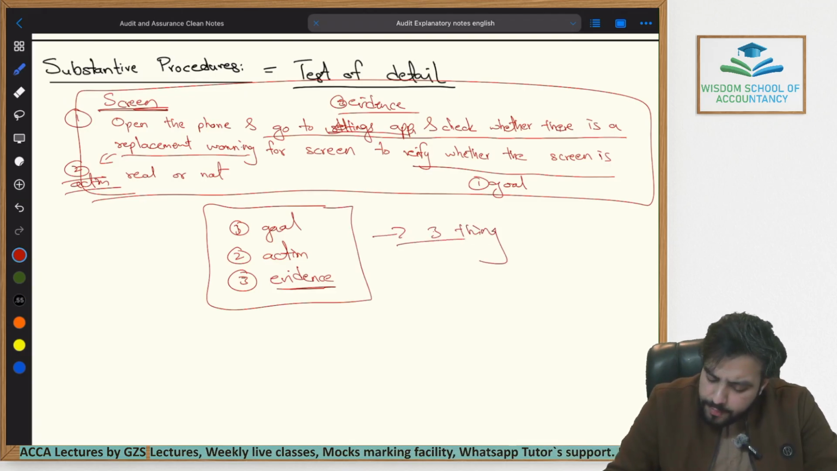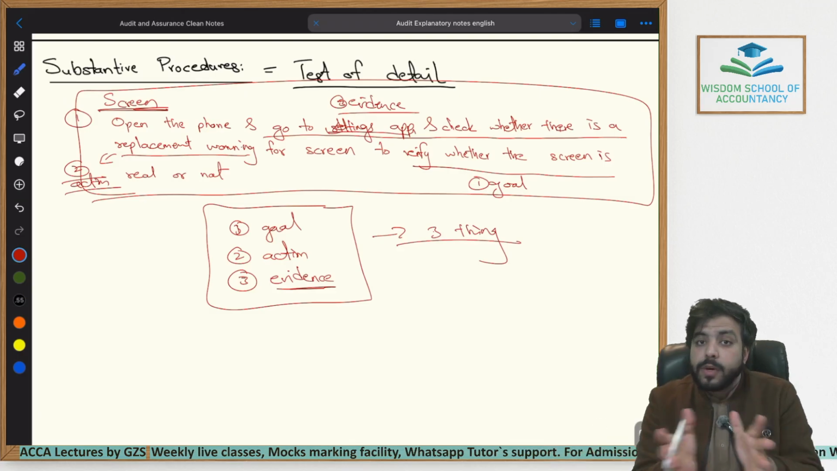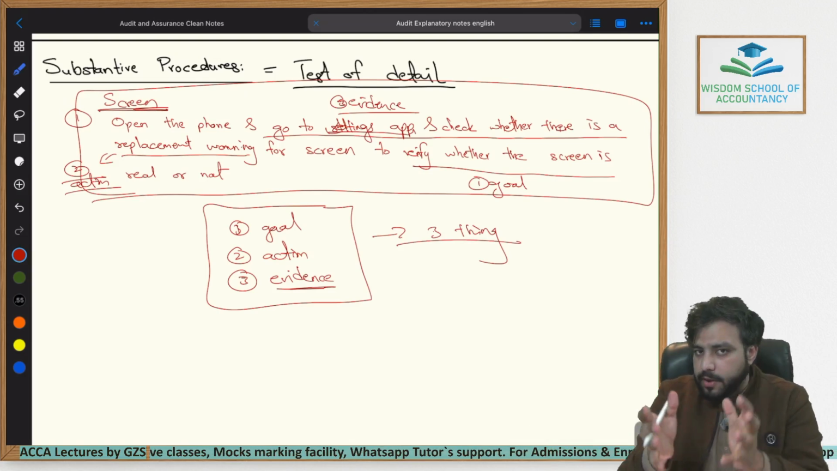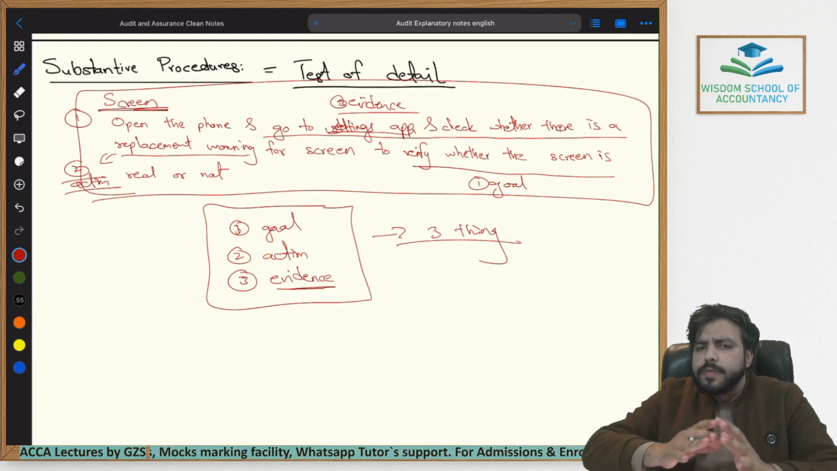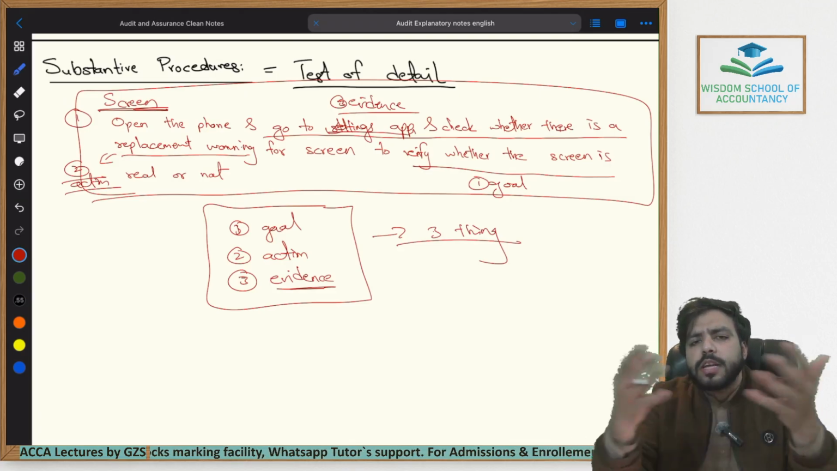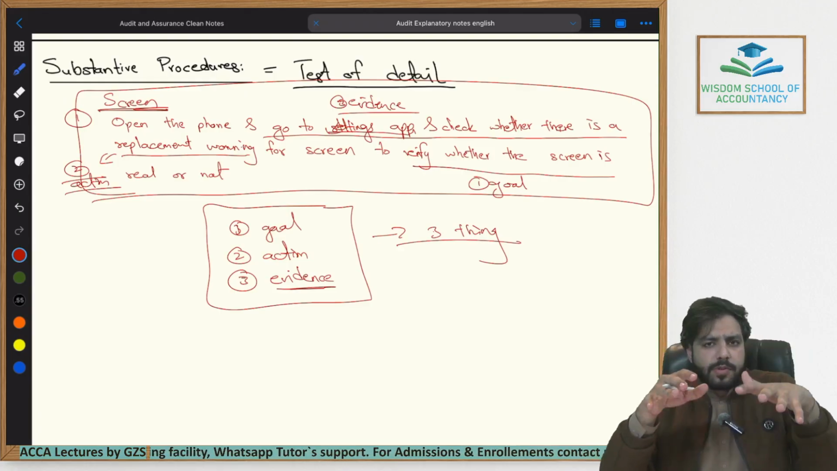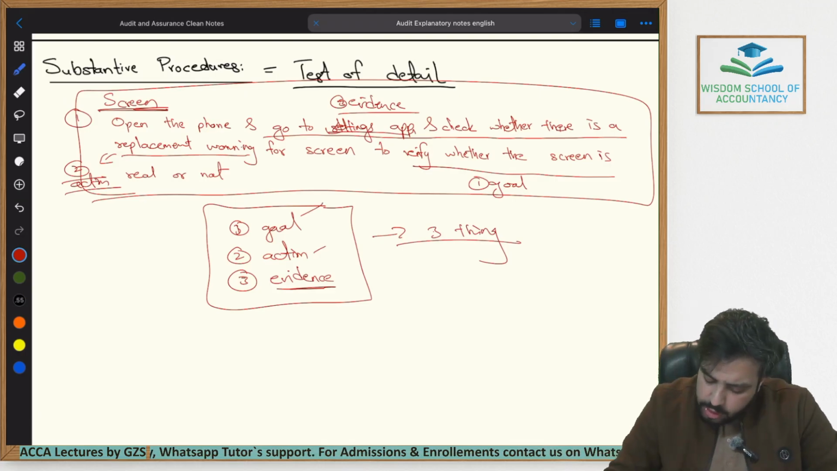Now, before we move further ahead into the substantive procedures for a financial statement, what an auditor does when he is auditing financial statements, how he makes out substantive procedures, what you will do in your practical life as well, this is something that we will discuss after 20 or 30 minutes, because first we have to understand what the key components of a substantive procedure are. Again, the three key components are the same: goal, action, and evidence.